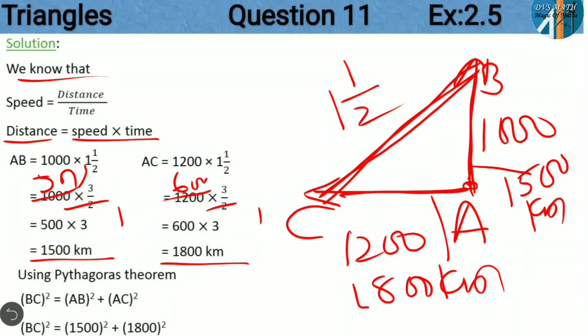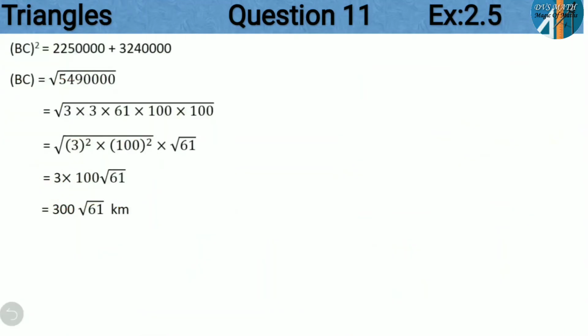So it is very simple, using Pythagoras theorem, as A is 90 degree. Okay, so using Pythagoras theorem, the hypotenuse is BC. BC square is equal to AB square plus AC square. So let us substitute BC square as it is. What is AB? We got 1500 square plus what is AC? It is 1800 square.